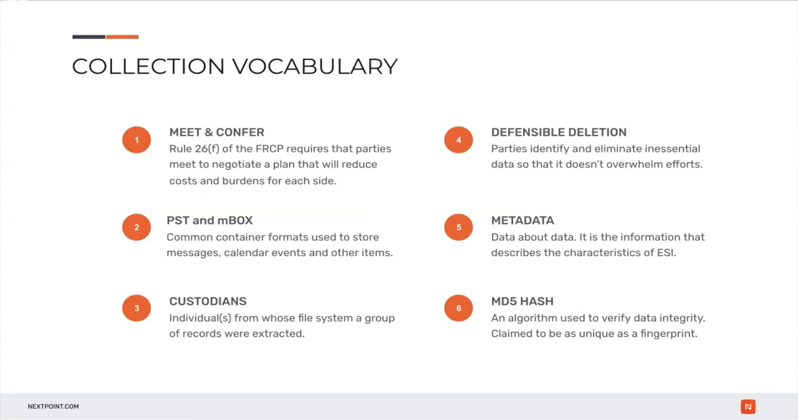And then last but not least is the MD5 hash, which is defined as an algorithm used to verify data integrity. It's claimed to be as unique as a fingerprint. So when a document is imported into any system like NextPoint, it gets assigned an MD5 hash, and that helps with the deduplication component. As you can imagine, multiple people receive the same email in a case, so deduplication could be its own course that could be taught over hours, but an MD5 hash is going to be one of the first ways that allows you to go about identifying duplicates and how you can look at that data and how it is received.